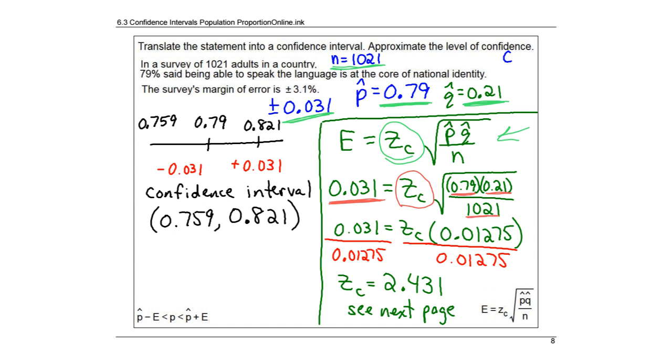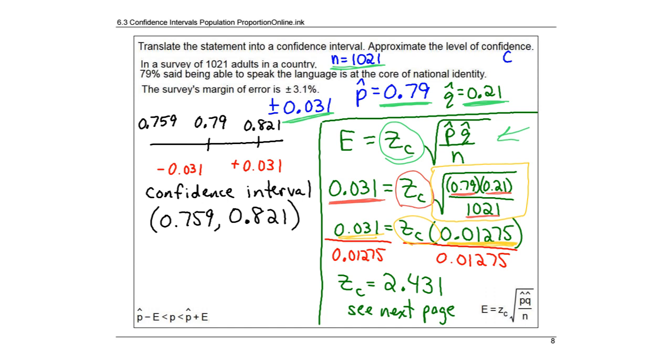So what I did over here is I went ahead and put this square root into my calculator. When I put that into the calculator, I get 0.01275. Now, I'm not quite there because I have E on this side and I have z of c and the approximation of the square root on this side.